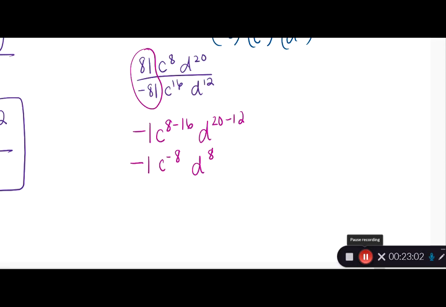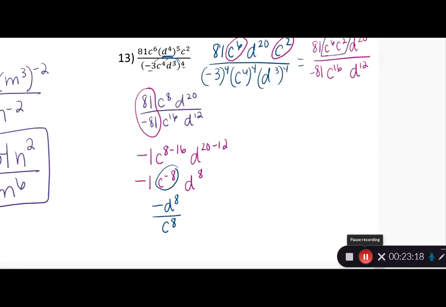Right? Now I need to move my c to the negative 8 to the bottom because we bring it up to the numerator in order to do the subtraction. So my final answer is negative d to the 8th over c to the 8th. You could write the 1, but we generally don't write it.